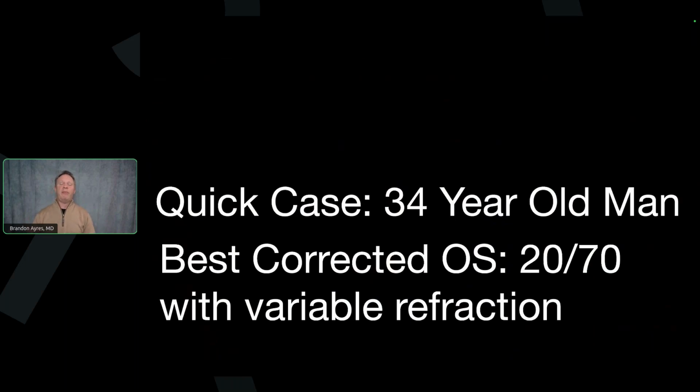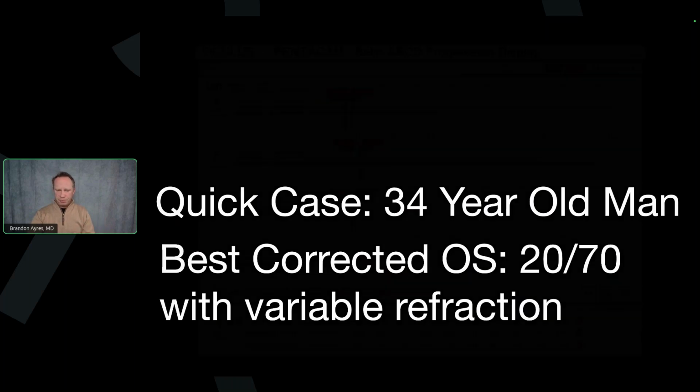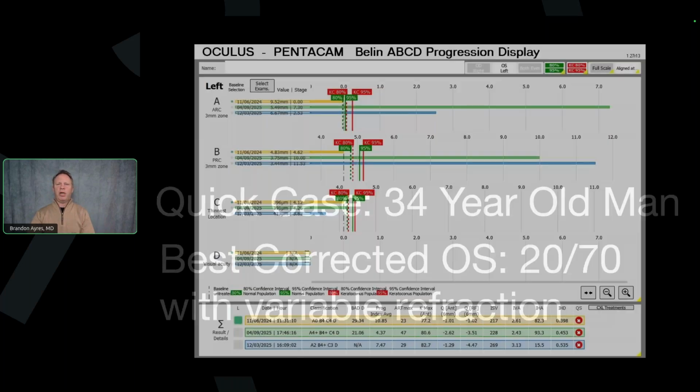This is a fellow who I've been following just over the past couple years, but he's been very active in the past couple months. 34-year-old guy. He's about to have his first kid. Best corrected in the left eye 20/70 with variable refractions. It's really hard to get him to get it stable. This is his left eye. The right eye is very, very mild, and he just wants to see better.